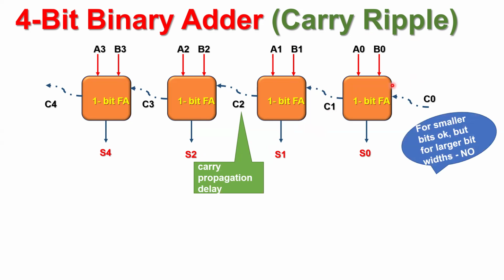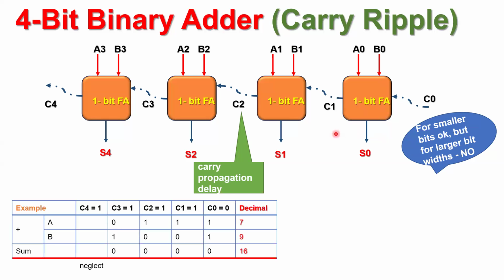So for the smaller bits, for example 4-bit or 8-bit, this is okay. You can do such addition by implementing the full adder circuits and cascading them together in series. But for large bit widths such as 64, 128, 256, and so on, this is a tremendous task and not advisable. So this is an example of how the 4-bit binary adder will work.